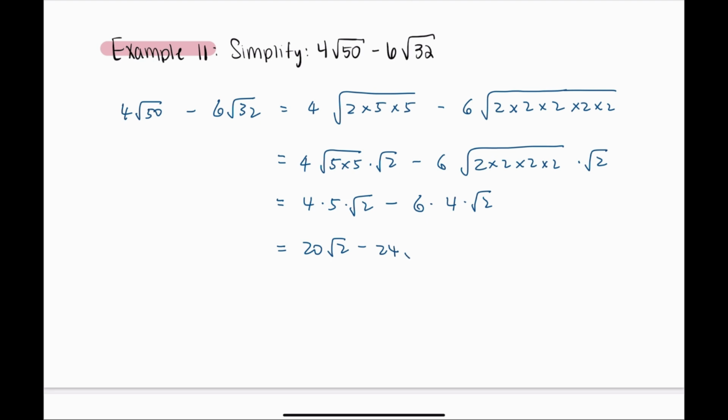Now we subtract: 20 times the square root of 2 minus 24 times the square root of 2 equals negative 4 times the square root of 2.